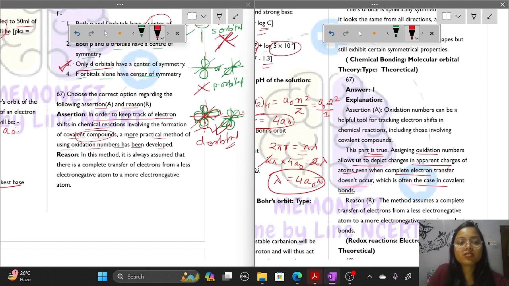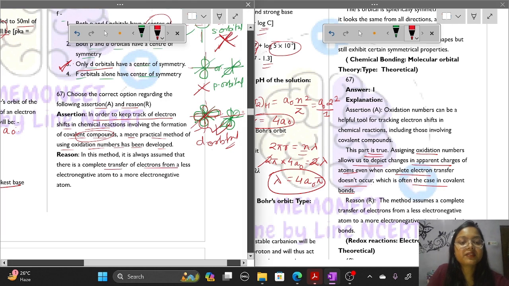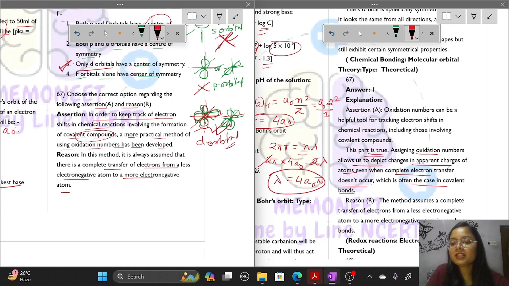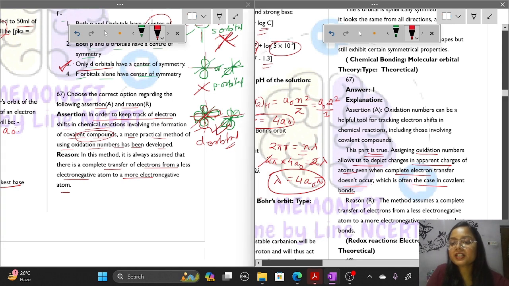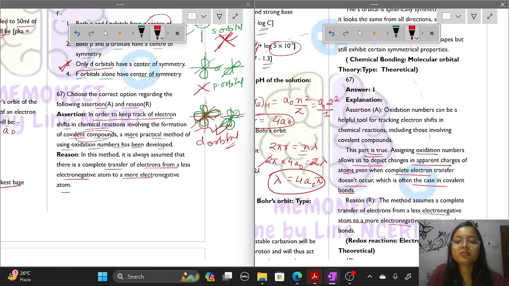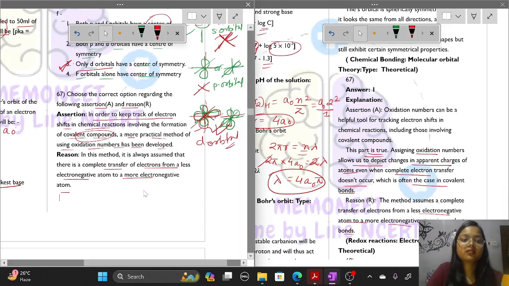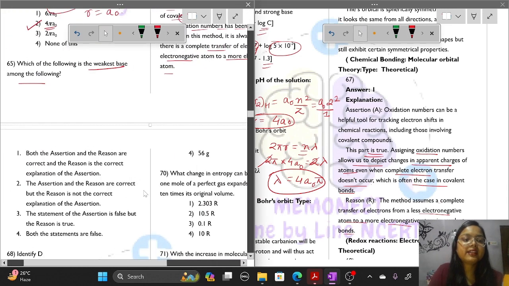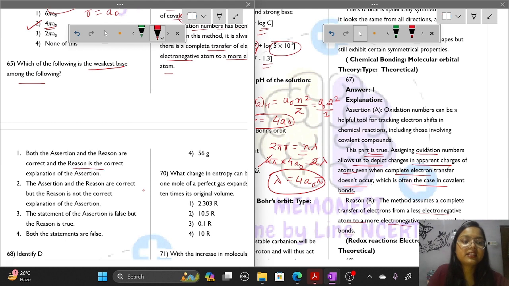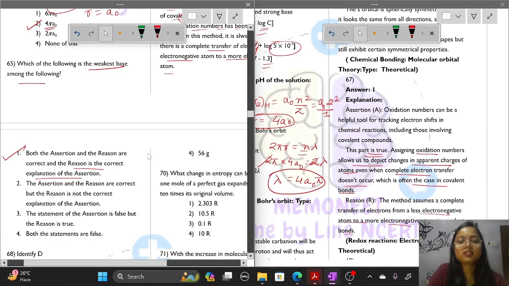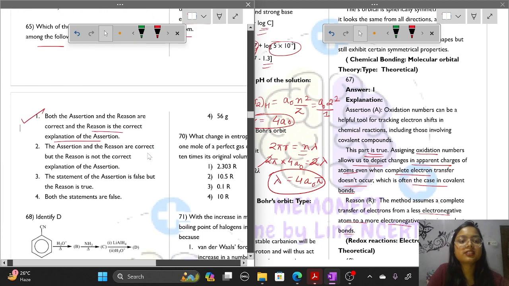Let's read out the reason also. In this method, it is always assumed that there is complete transfer of electrons from a less electronegative to a more electronegative atom. So it is assumed. Here both the assertion and reason are correct and the reason is the correct explanation. So option number 1 is the correct answer.